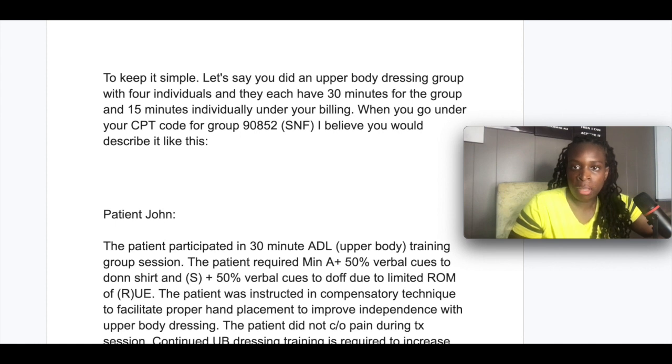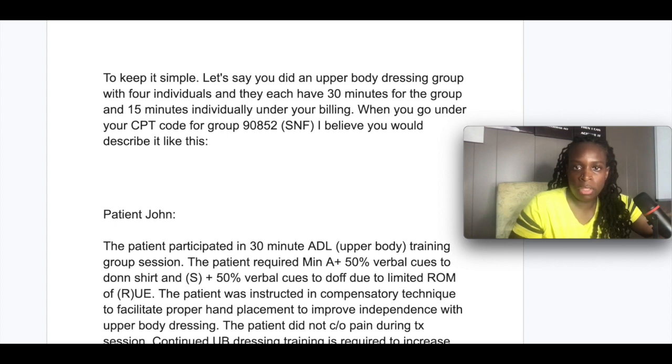Okay. All right, so when you go under your CPT code for your group, just note that I believe it's 90852. This is within the skilled nursing facility. This is your billing code for group. I'm pretty sure this is what it is off the top of my mind, but if it's not, definitely just check into that. But I'm pretty sure this is the billing code for groups within a skilled nursing facility.